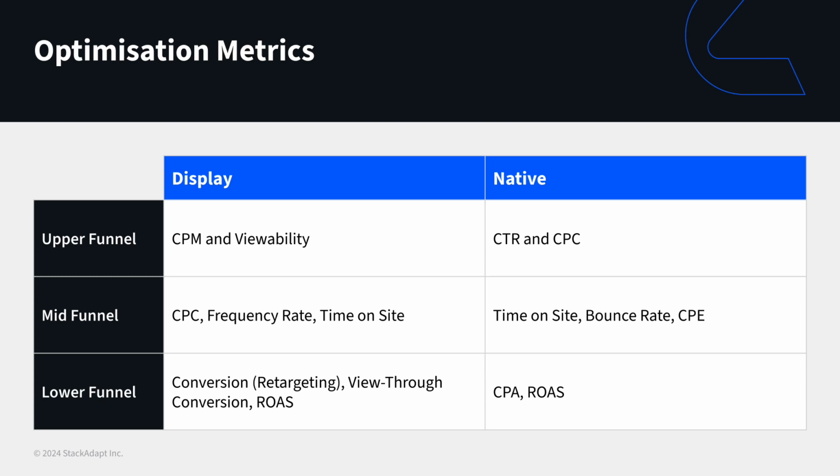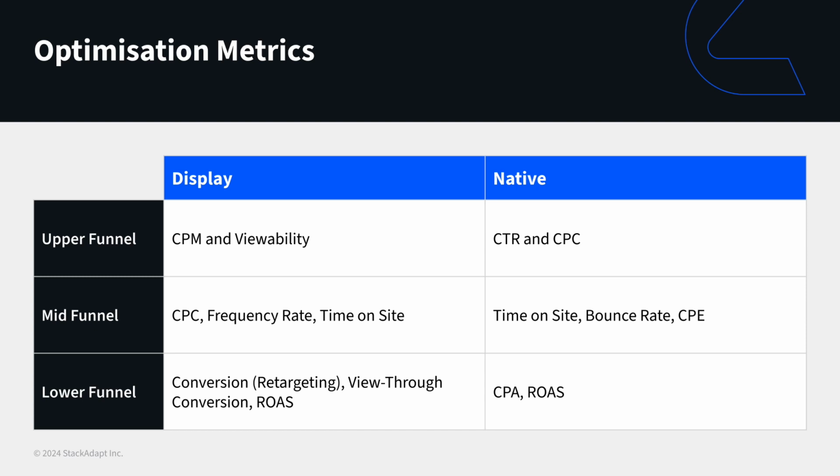Moving on to the mid-funnel, this is where we aim to engage users post-awareness. For display ads, we look at metrics like CPC, frequency rate, and time on site. This helps us understand how users are interacting with our ads after they become aware of our brand or product. For native ads, we focus on time on site and bounce rate, along with CPE. These metrics help us measure deeper engagement beyond the initial click.